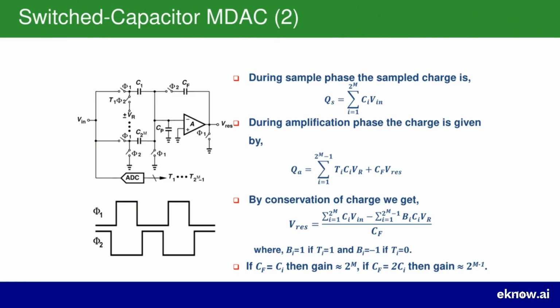Finally, the slide touches on the gain of this MDAC stage. The gain is essentially the ratio of the total input capacitance to the feedback capacitance. If we make the feedback capacitor CF equal to the unit input capacitor CI, the gain is approximately 2^M. However, if we make CF twice as large as CI, the gain is halved to about 2^(M-1). Why would we want to change the gain? Well, a lower gain can make the circuit more tolerant to errors like comparator offsets, a very important concept that we'll be exploring in detail very soon.